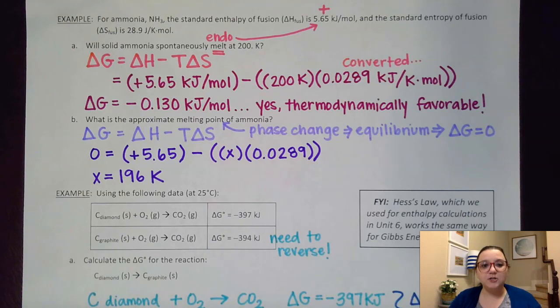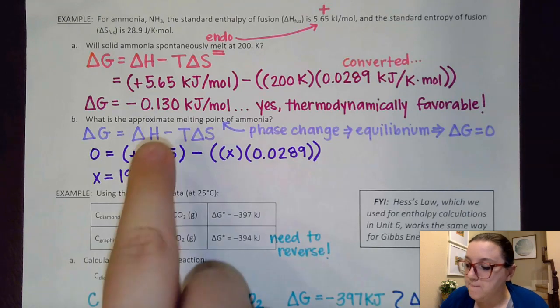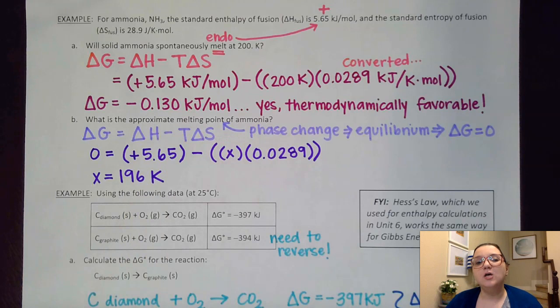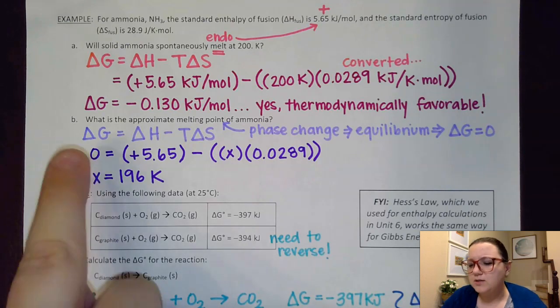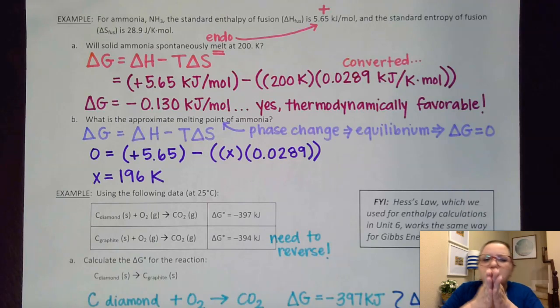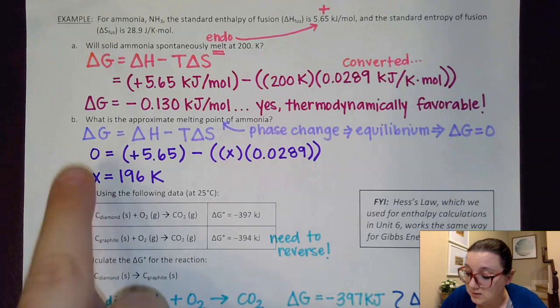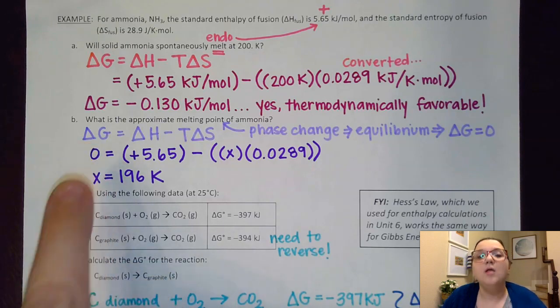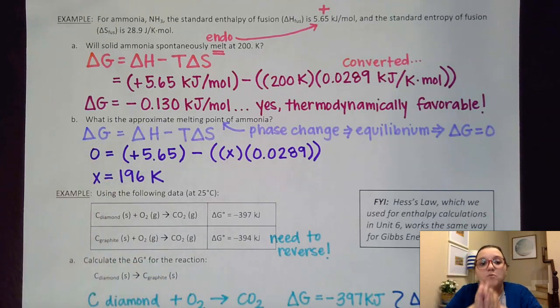Now, our next question here says, what is the approximate melting point of ammonia? So it wants to know, where do we go from this being unfavorable to all of a sudden it being favorable? Where do we make that transition? And if you really think about it, we make it when delta G goes from being positive to negative, right? When we transition over that sign, when delta G is equal to 0, that would be the break point of when we are considered favorable and not.